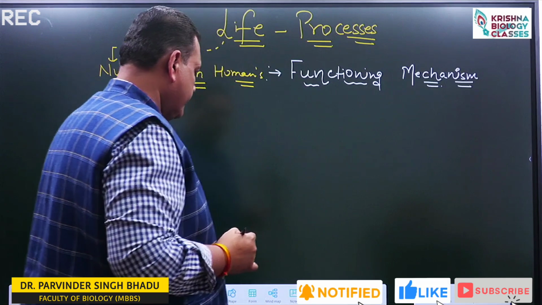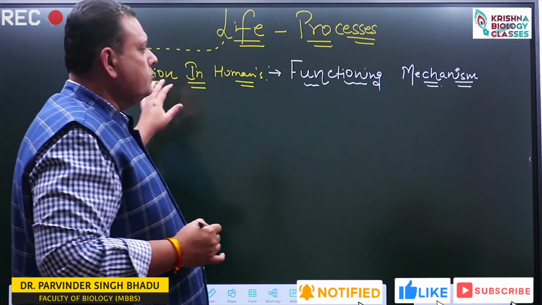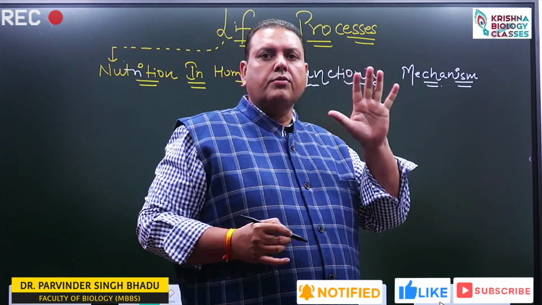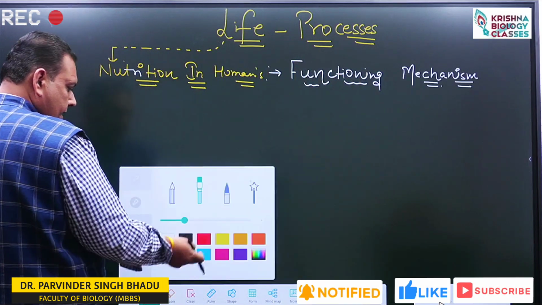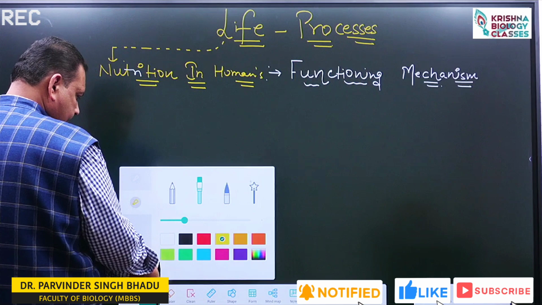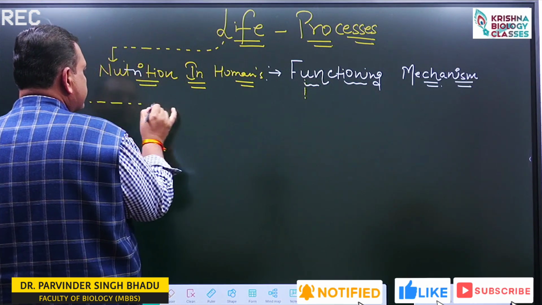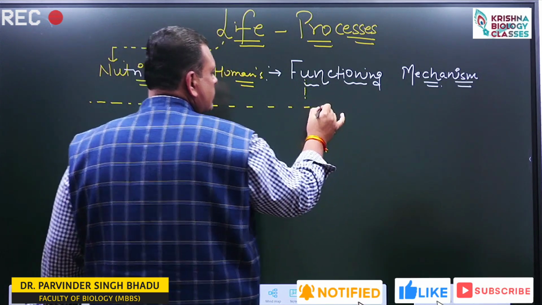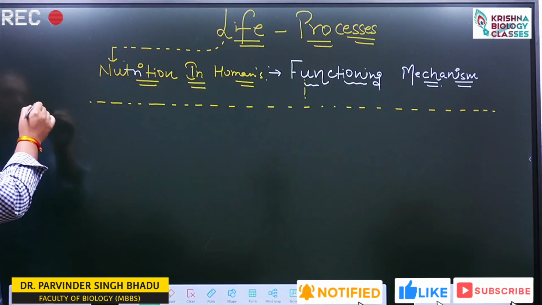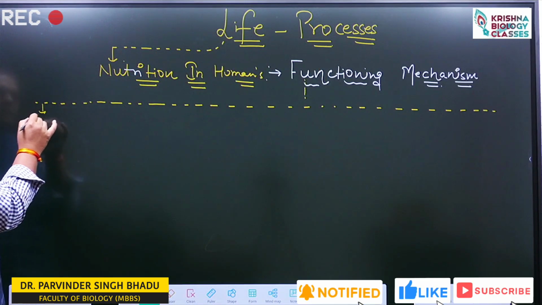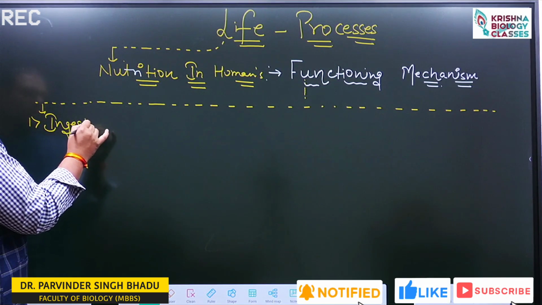When we discuss the functioning mechanism, we say the process of nutrition gets completed in the following 5 steps in the human body. There are 5 major steps. First step is the process of ingestion.